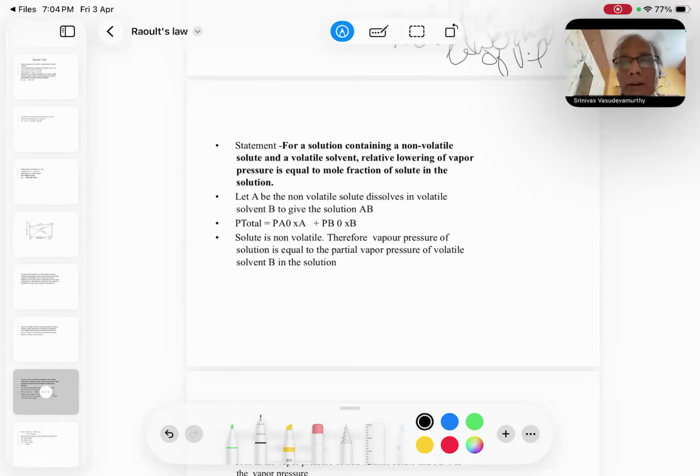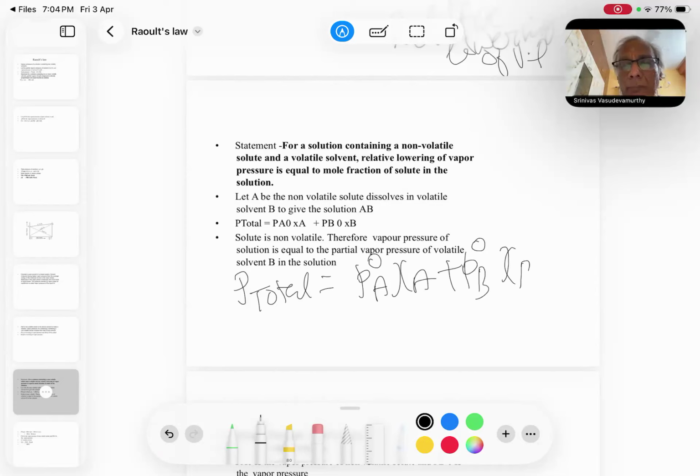Here, A is the non-volatile solute, B is the solvent. That's what I have taken here. So I can write P total is equal to P naught A, that is the solute, into chi A, the mole fraction of solute, plus P naught B into mole fraction of B. This is what we get here: P total equal to P naught A into mole fraction of A plus P naught B into mole fraction of B.